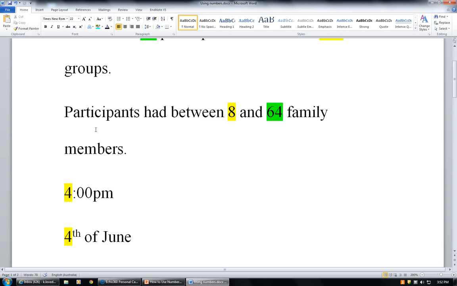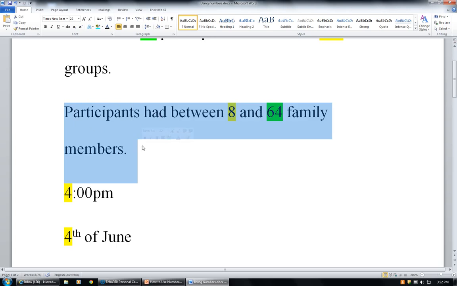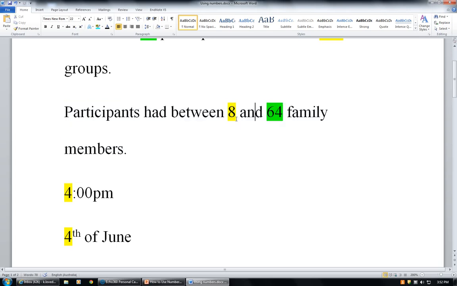So here we have, participants had between 8 and 64 family members. So we have a number here that's less than 10, but because we're comparing it to a number that is greater than 10 within the same scenario or sentence, we then use the digit so that we're keeping the information within the sentence continuous, because it would be kind of harder to read if it was the word eight getting compared to the number 64. So for continuity's sake, it actually is more beneficial to have digits being compared to each other.